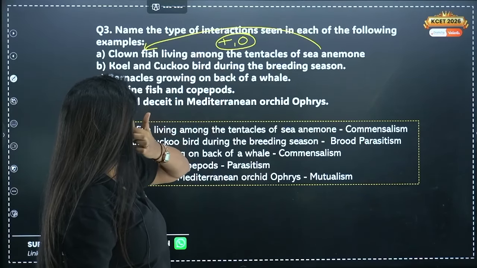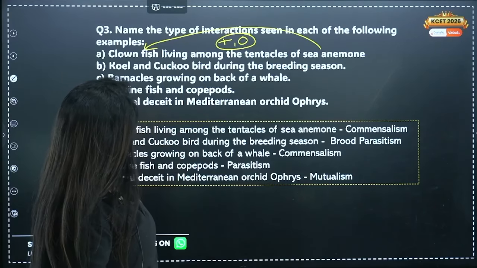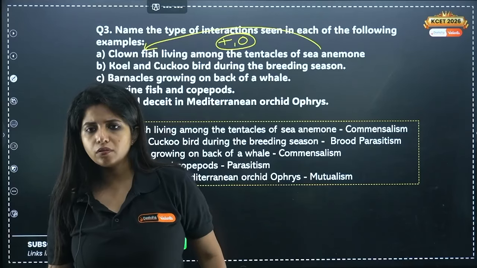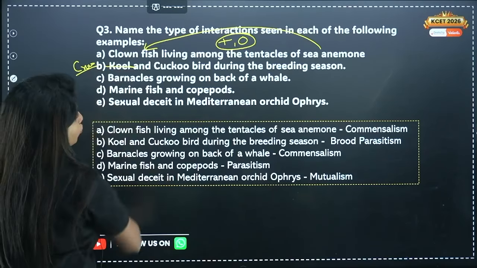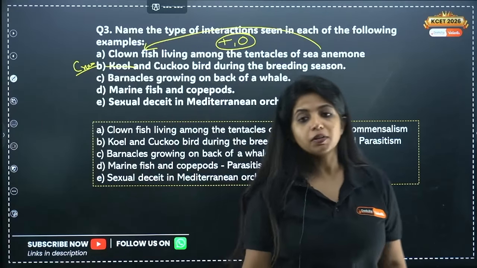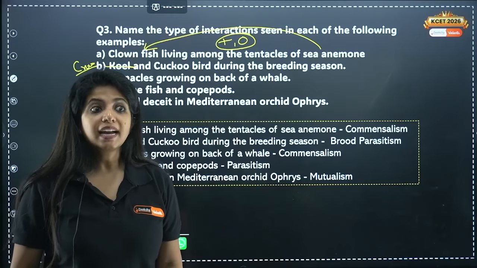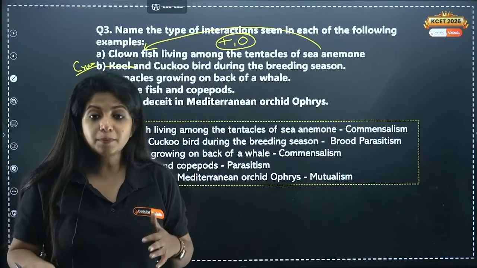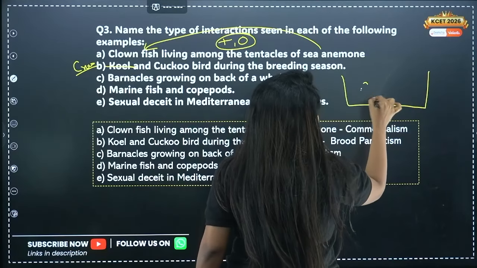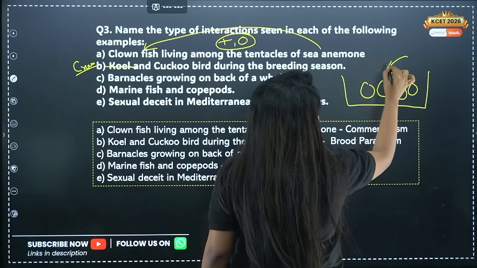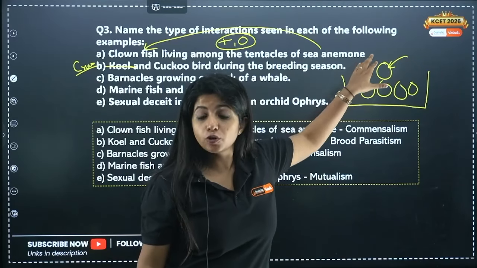During the breeding season, crow and cuckoo bird. In that particular case, what exactly happens is that the cuckoo has developed a way in which it resembles the egg of the crow. So the crow had laid its egg, and the cuckoo also comes and lays its egg over here. Remember, this parasite shows brood parasitism.